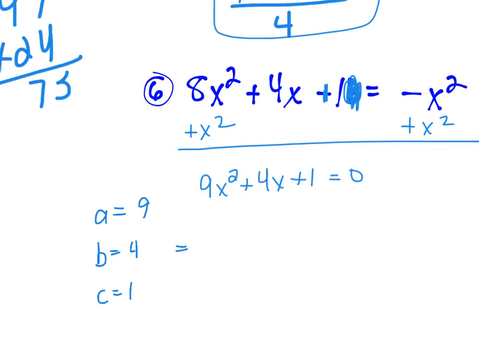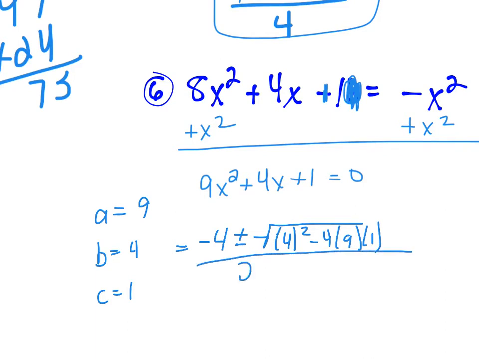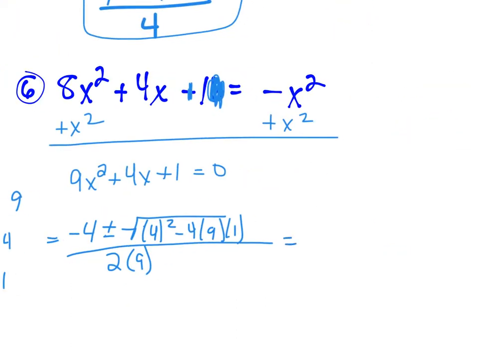So, I have negative 4 plus or minus the square root of 9 squared minus, oh, you're right. My goodness, what am I thinking? Keep me on my toes, Hayden, good job. 4 squared minus 4 times 9 times 1, yes? All over 2 times 9. Good. Okay, just take your time now.